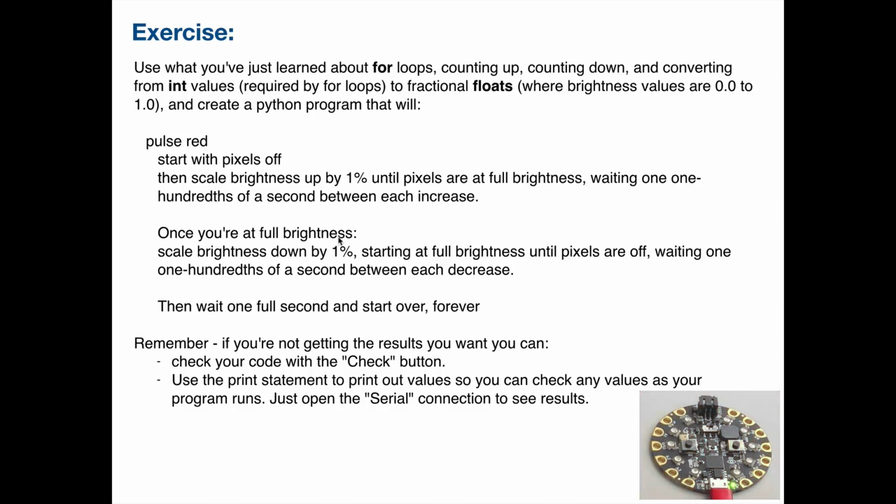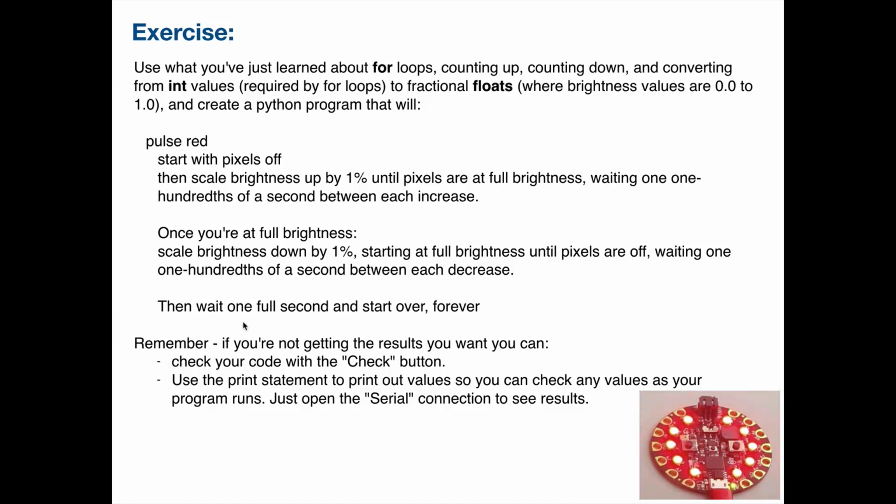But then once we're at full brightness, what we want to do is we want to scale the brightness down by 1%. And you see how that's fading down? Starting at full brightness until all the pixels are off, waiting again 1/100th of a second between each decrease. And then what we're going to do is we're going to wait 1 full second before we start over, and we're going to continue to restart over forever. So we're going to loop through this forever loop style.